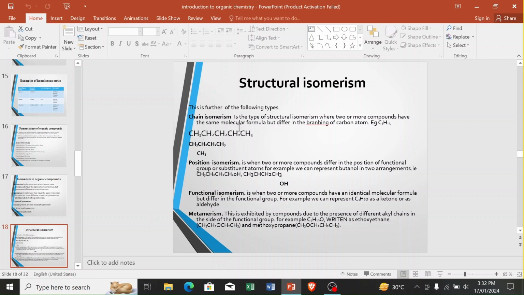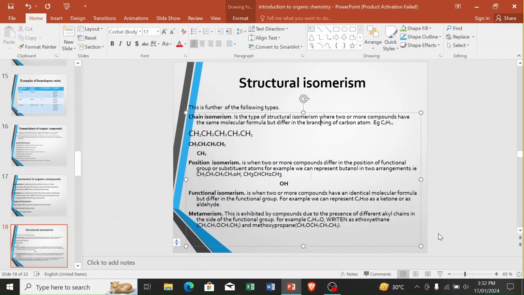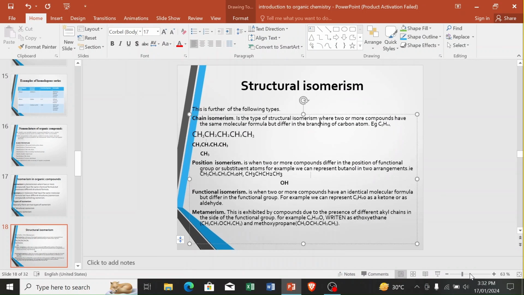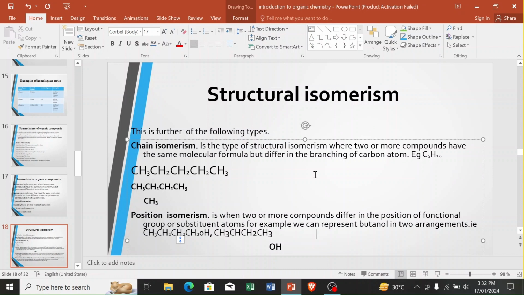Chain isomerism is a type of structural isomerism where two or more compounds have the same molecular formula but differ in the branching of carbon atoms. I wanted to make it a bit clear. In the previous slide, we just talked about nomenclature, so let us name this specific compound in this chain isomerism.